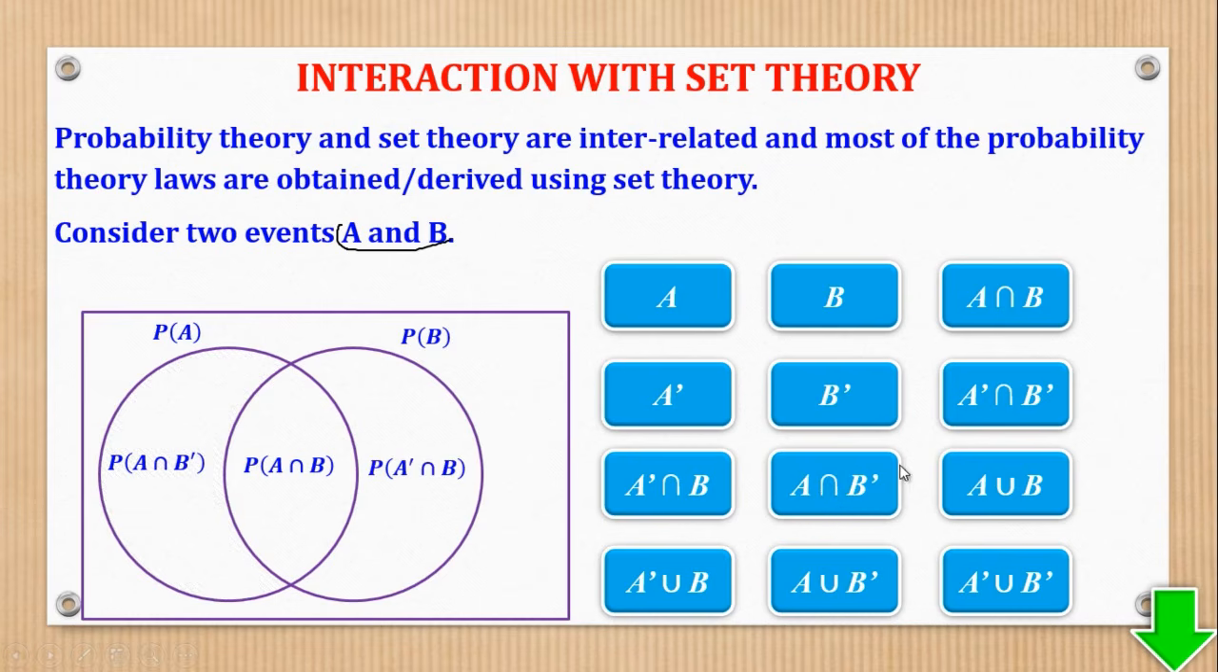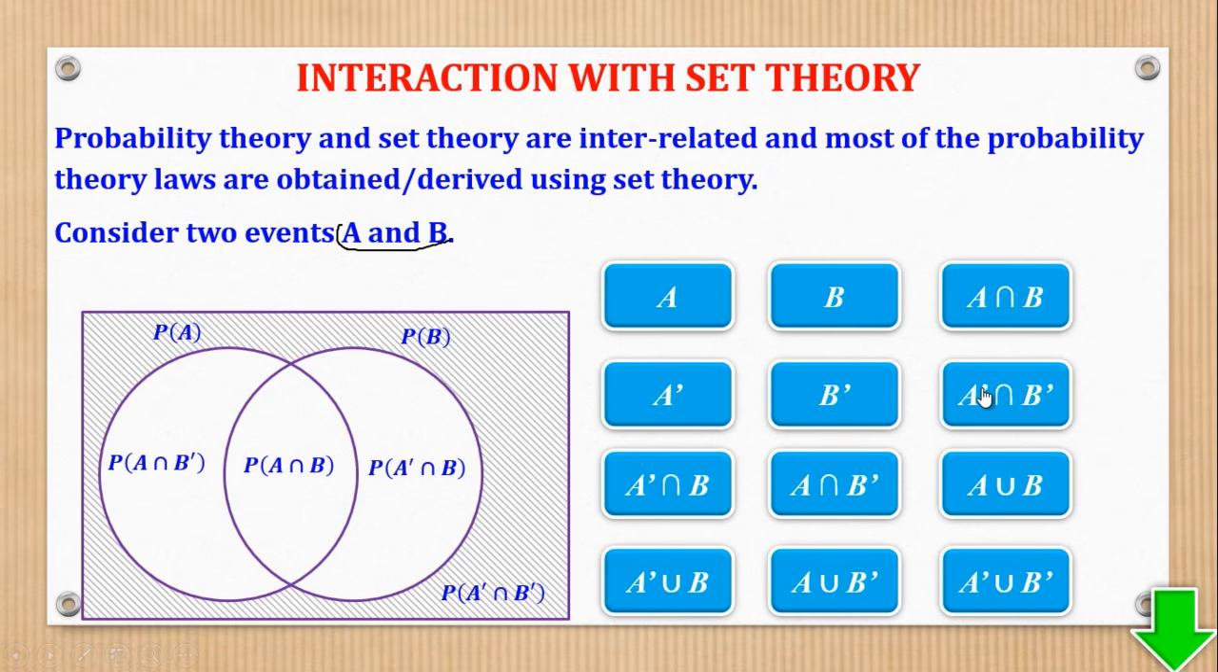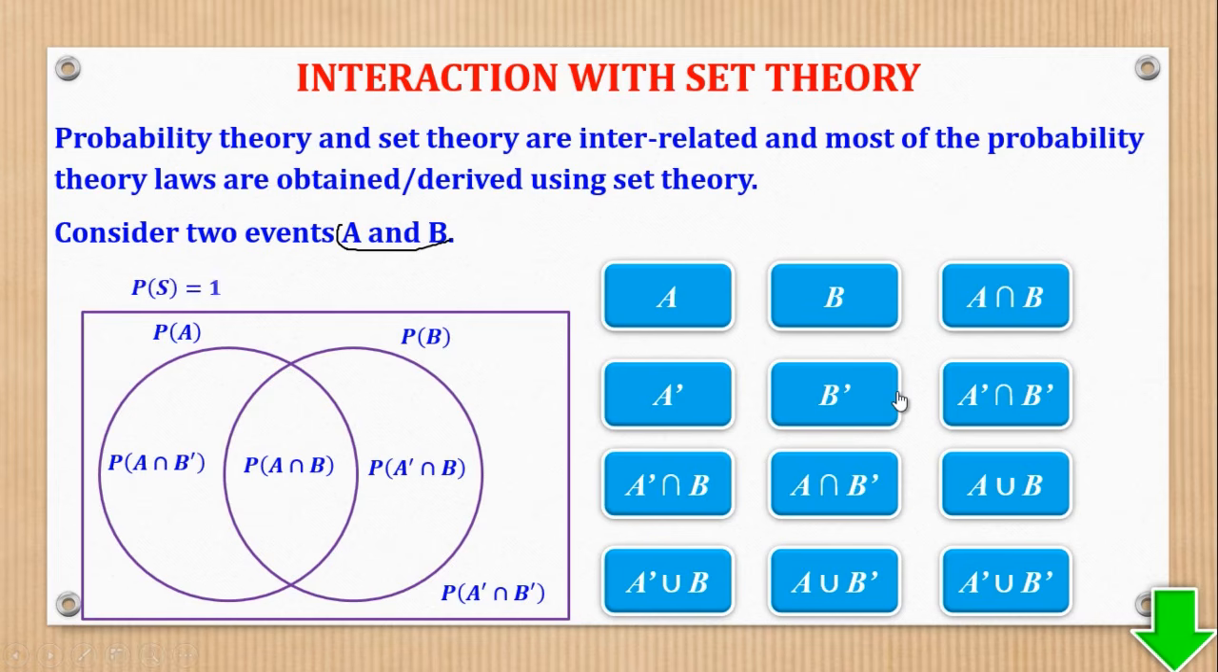Then probability of A complement intersection B, we shall shade that. Then probability of A complement intersection B complement, if I am to shade it, it will be that, what is outside A and B. Then sample space, like I told you, total probability is always equal to 1. That is why you put here 1. When you add up everything in this Venn diagram, you must get 1 as the total probability.